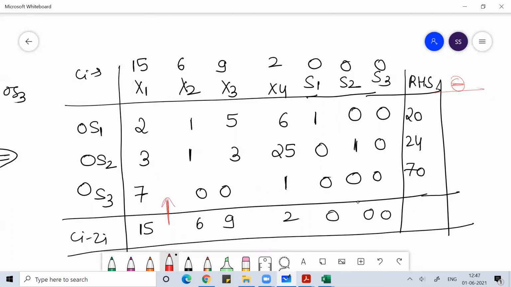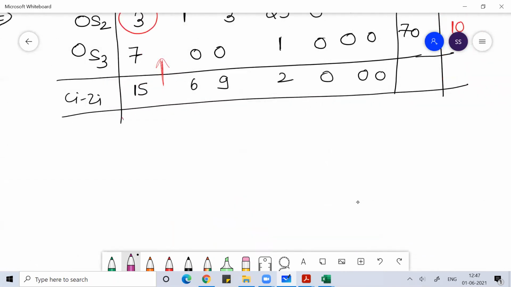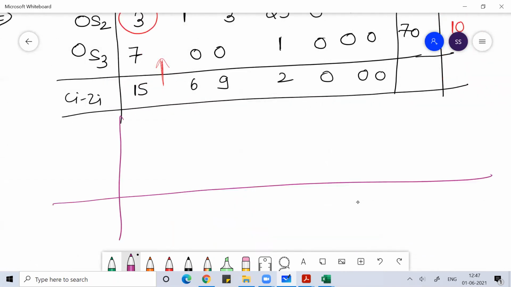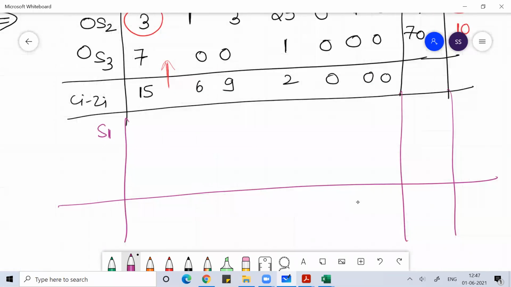Theta values: 20 divided by 2 is 10, 24 divided by 3 is 8, 70 divided by 10 is 7. So the smallest value is 8, and it will replace S2. You understood, right? It will replace S2. Now you can write here: in place of S2, you will get X1.